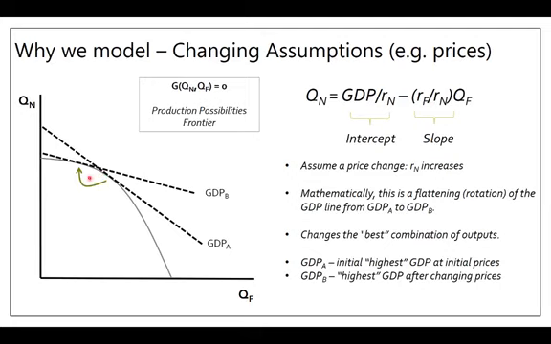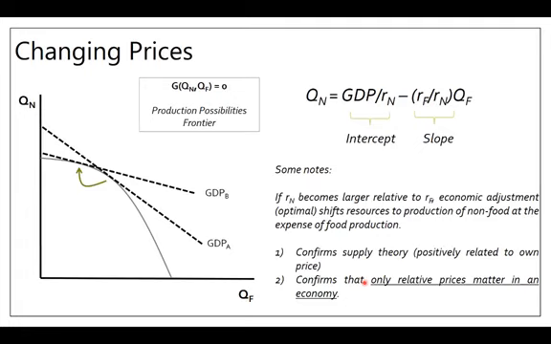And so the optimum now would still be the new tangent point between the GDP and the feasibility, or the PPF. So it's like moving over to this point. That flattening causes us to change the best combination of outputs. We would get some supply response in the market when these relative price changes happen, and produce more non-food and less food. So GDP-A was our best at the initial prices. GDP-B is now the highest given the changed prices.